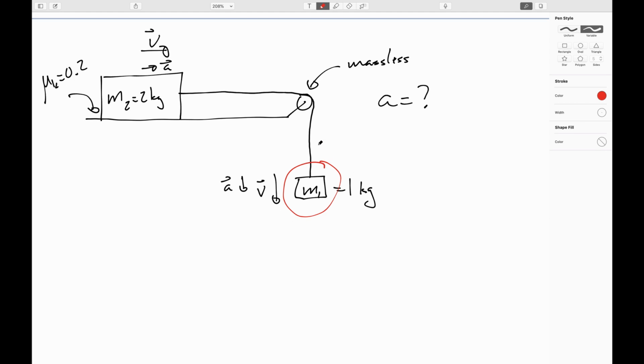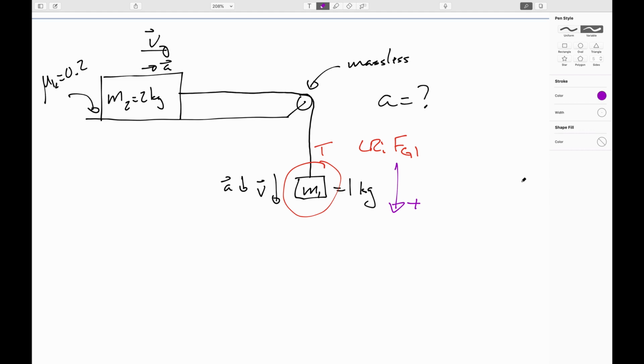This cuts through the string, so I've got tension, and that's it. And then for long range forces, we have the force of gravity, and we'll call that FG1, force of gravity on mass 1, just to distinguish it from mass 2. And since we're accelerating downward here, I'm going to go ahead and do my trick of decreeing that down is positive. But if you want to do up as positive, that's fine. Just make sure you substitute in a negative A when you do your Newton's second law expression.